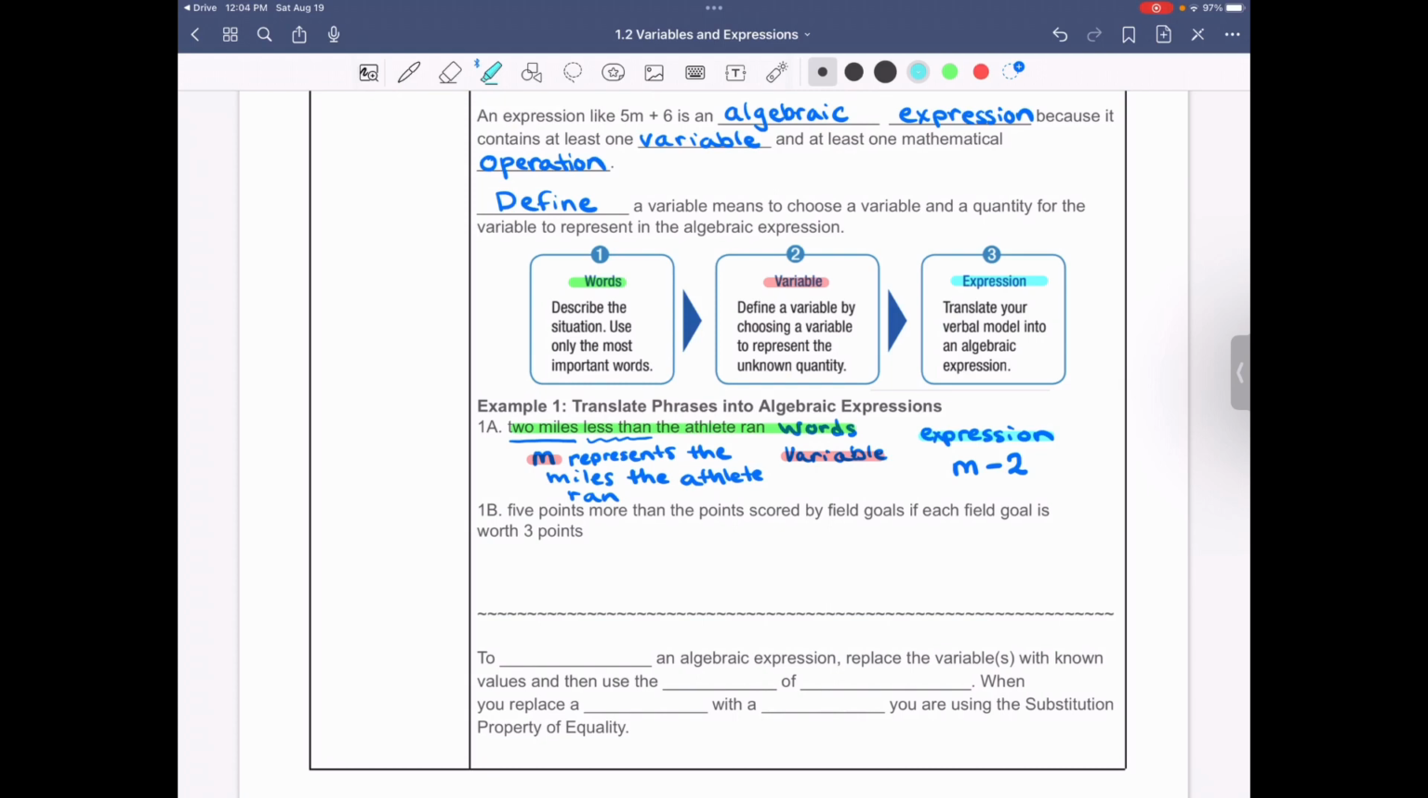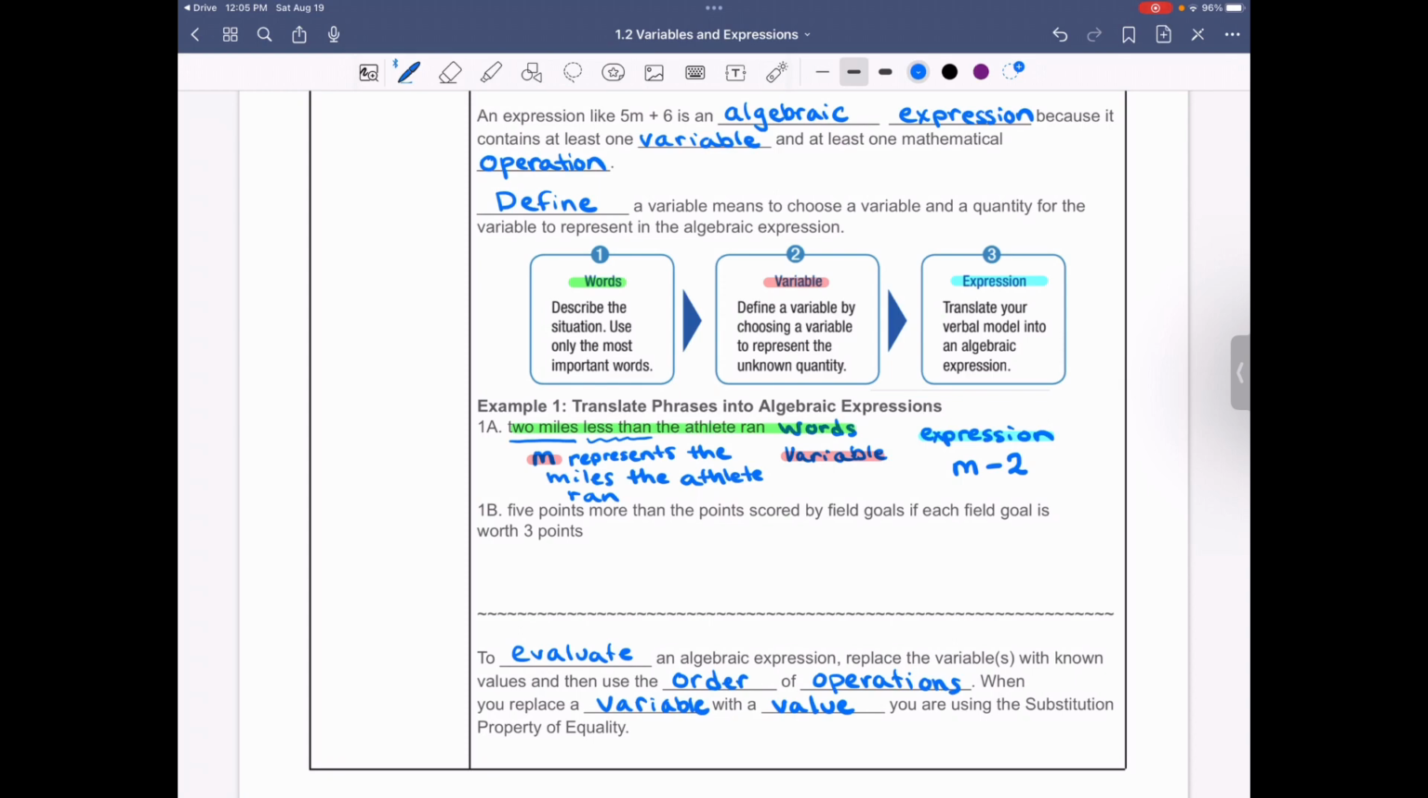For this next part of our learning, we are going to talk about evaluating algebraic expressions. To evaluate an algebraic expression, replace the variables with known values and then use the order of operations, which we talked about in our last class. When you replace a variable with a value, you are using the substitution property of equality.